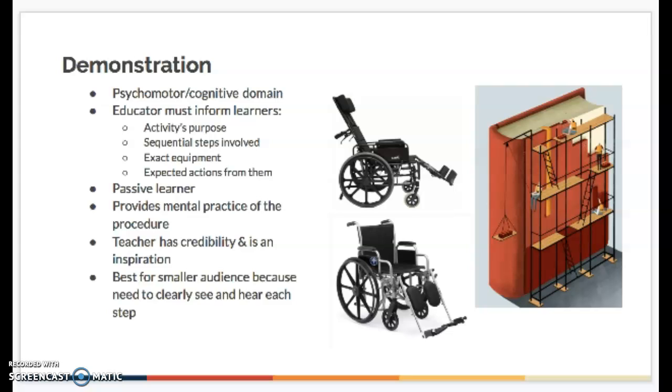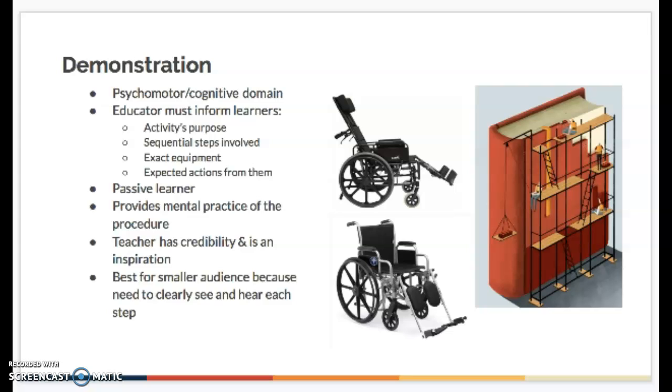It's also beneficial to make sure that everyone has a clear view of what you will be doing and that they can hear you. For this reason, this type of method is best used in an individual or in smaller groups. Larger groups can still take part, but catering to their needs, such as putting up video screens for them to see, may be necessary.